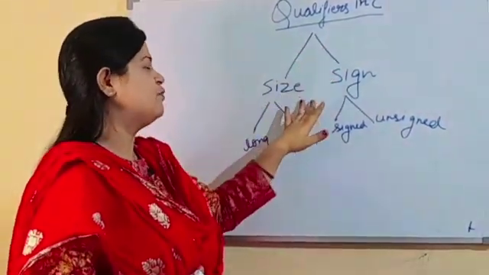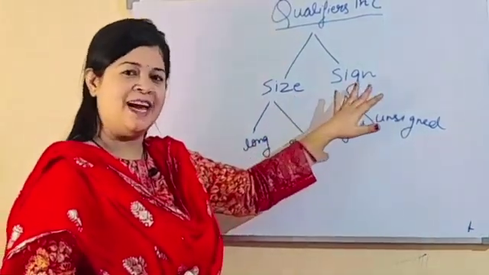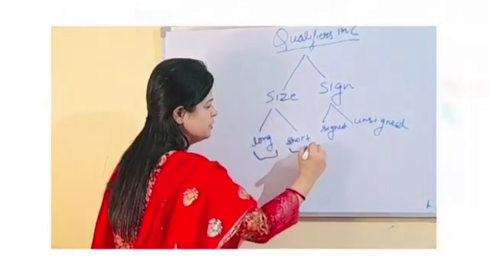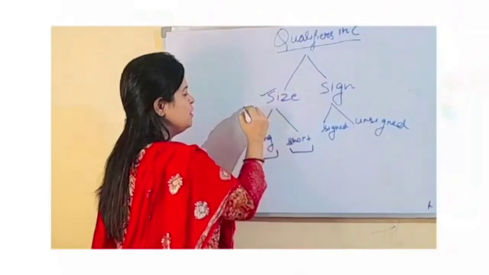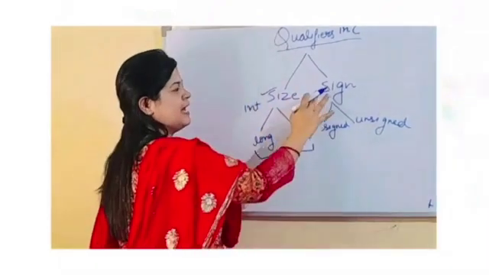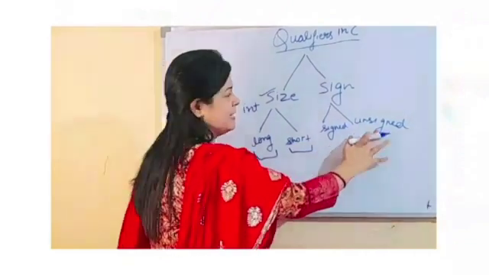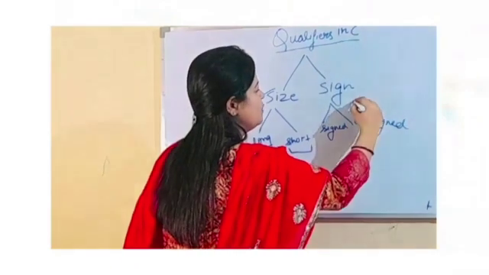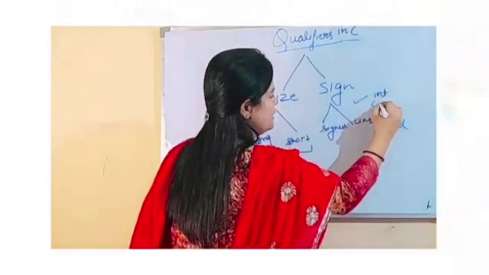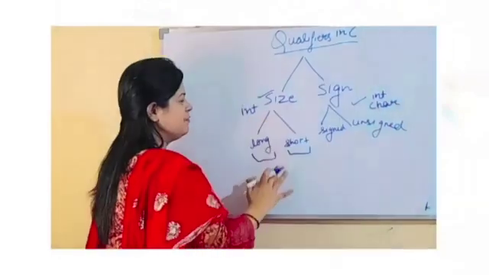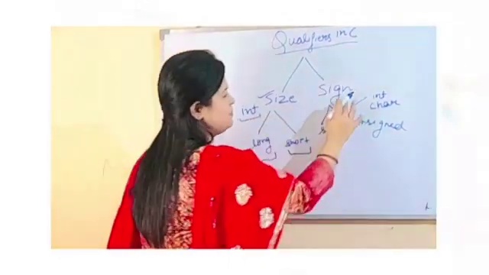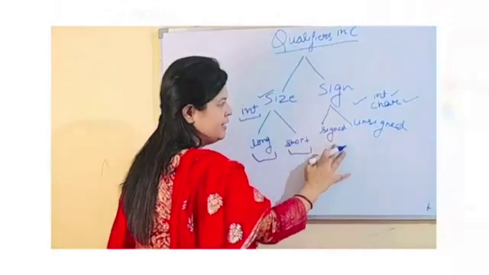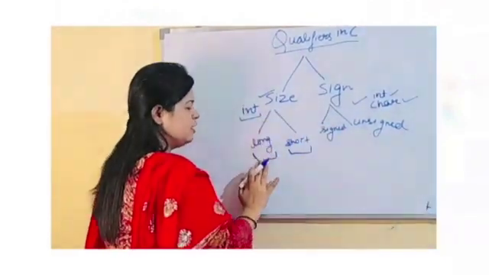So there are two types of qualifier, size qualifier and sign qualifier. In size qualifier, we use long and short. Size qualifier is used only for integer. Sign qualifiers are signed and unsigned. According to sign, we can classify signed and unsigned. Sign qualifiers can be used for int and char. But size qualifier is used only for integer data type. Sign qualifier is used for integer and character. Sign qualifiers are signed and unsigned. Size qualifiers are long and short.